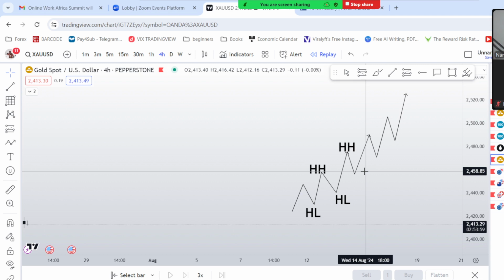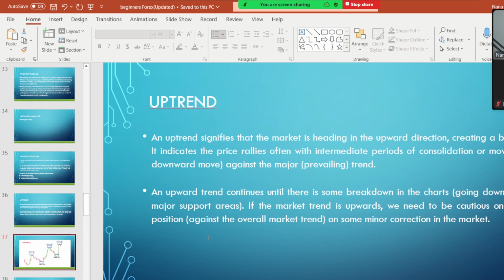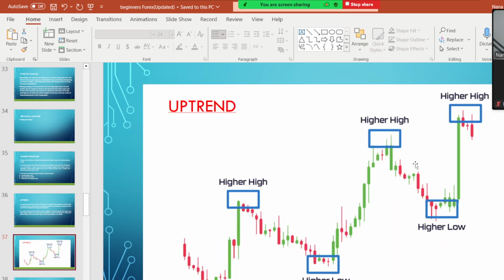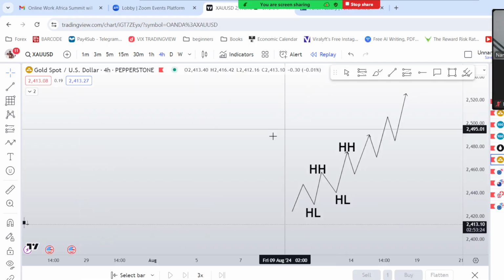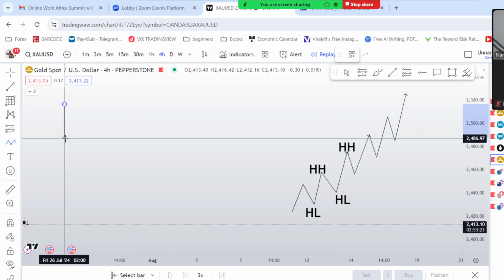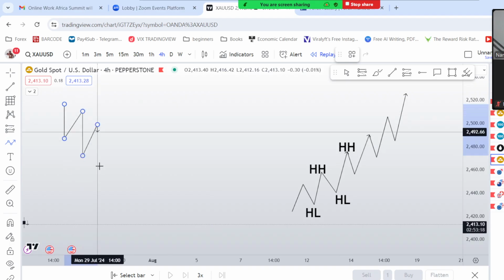And then we talk about the next one, which is a downtrend. This is a typical example of an uptrend over here. You can see price moving in a series of higher highs and higher lows, and it moves on and on. And we have the downtrend, which is characterized by a price decline, or price moving to the downside, creating a bearish market movement. So as price moves to the upside in an uptrend, the market creates bearish movement in a downtrend.